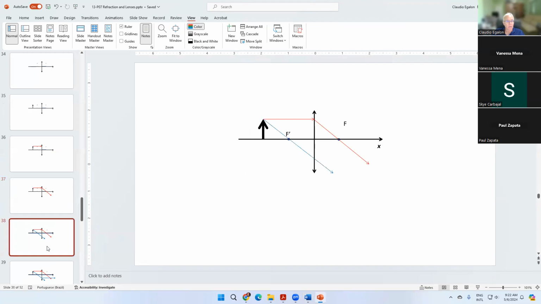And then we're going to need a second light ray to determine the point where the image of this object is going to be formed. Okay, so light rays that pass through the second focal point F prime are refracted parallel to the principal axis of the lens. If parallel light rays are refracted towards the focal point, light rays that pass through the focal point are going to be refracted parallel to the principal axis.